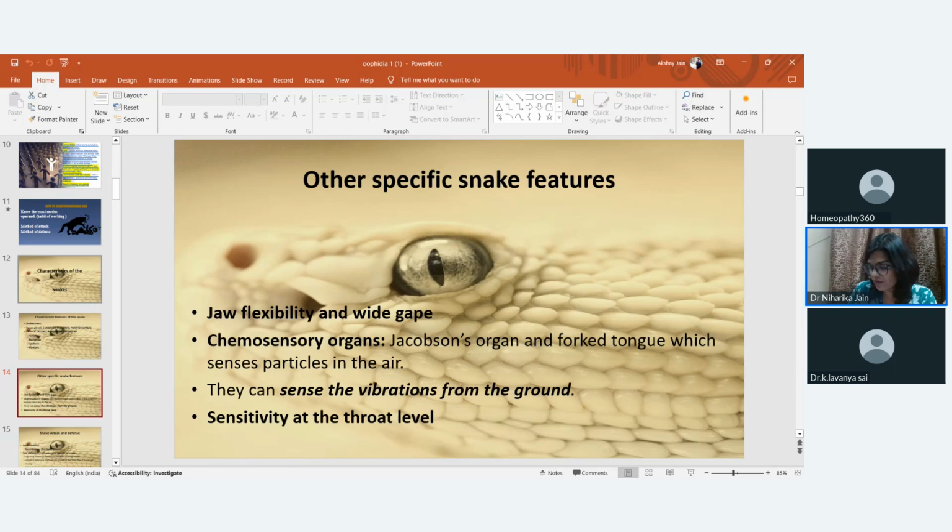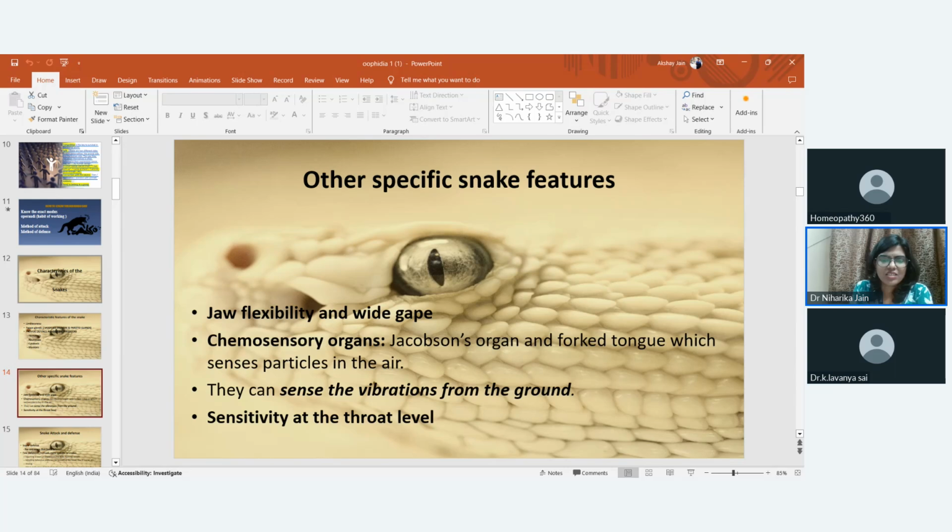Other specific features of snakes: jaw flexibility and wide gap. Because of the jaw flexibility, they open their mouth very wide and they can take larger prey inside. How do they attack? Chemosensory organ, Jacobson organ and forked tongue, which sense particles in the air. कैसे वो स्मेल करते हैं, कैसे वो अंडरस्टैंड करते हैं कि इस पे अटैक करना है. How do they understand?